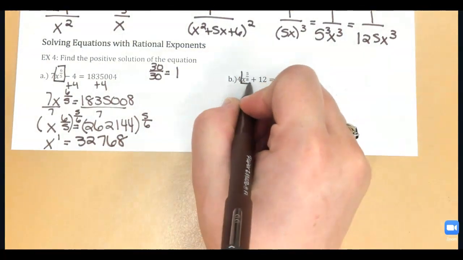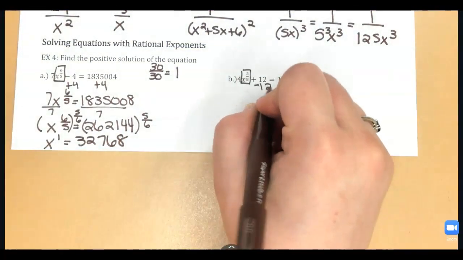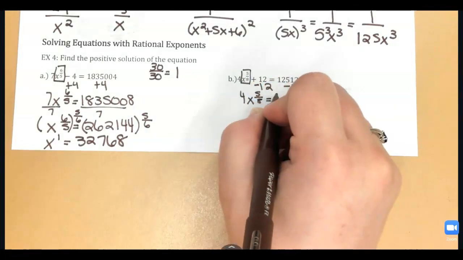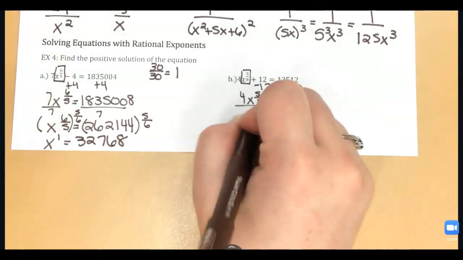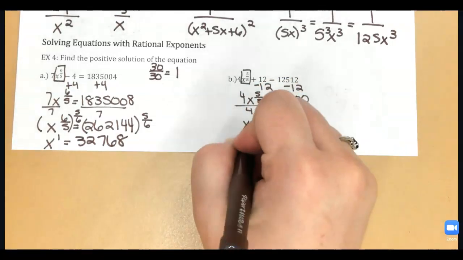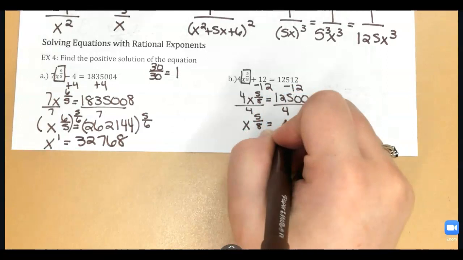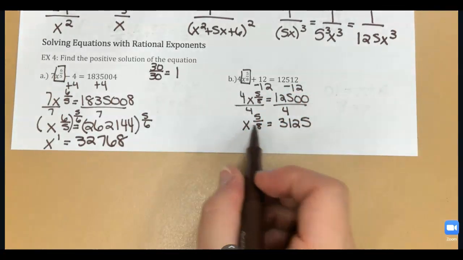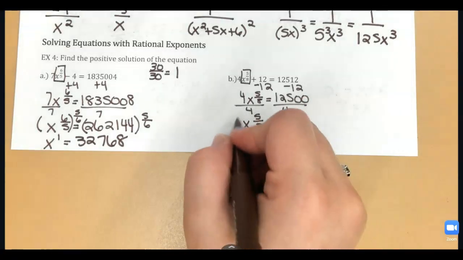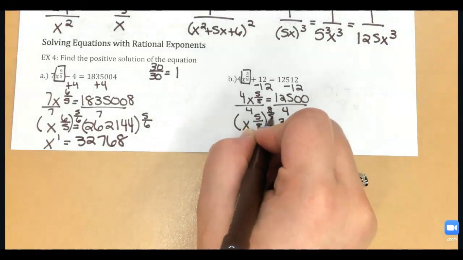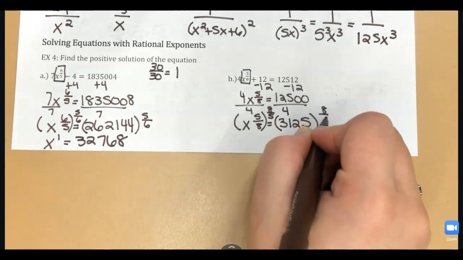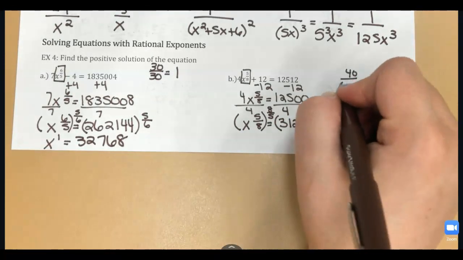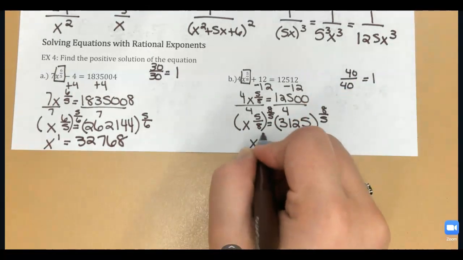Let's do that one more time. Again, I want to get x to the 5/8 by itself, so the first thing I'm going to do is subtract 12. Then I'm going to divide by 4. And again, I'm going to raise both sides to the reciprocal of my exponent. So that's going to be 8/5. With my exponent rule here, that's going to be 40/40, which is 1, so x to the first power.